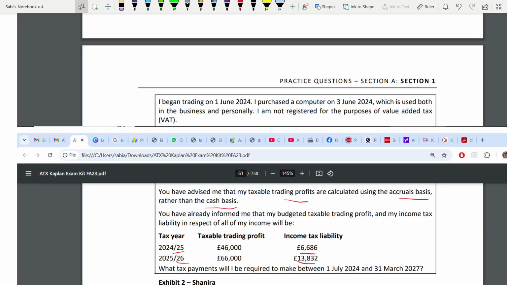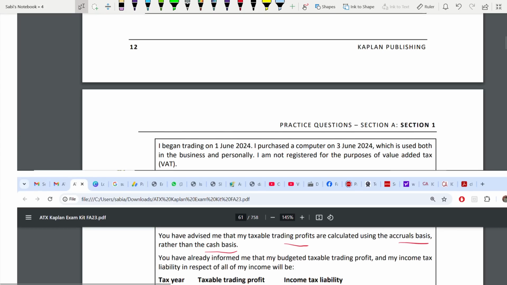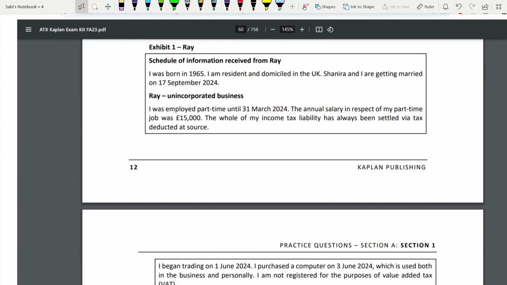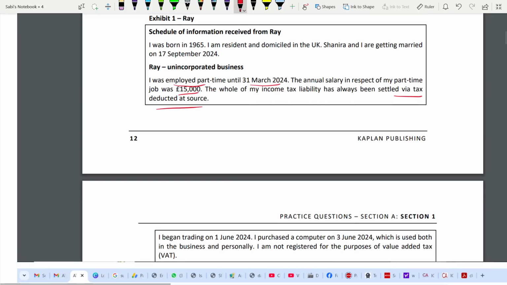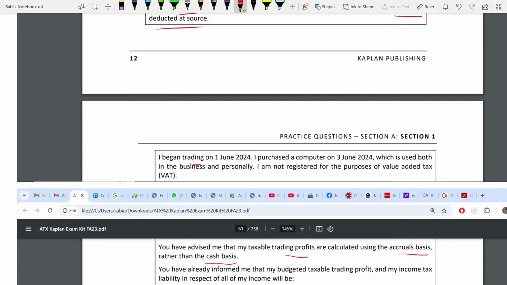you have to see whether you are a sole trader who is going to exit the business, a new sole trader, or a continuing sole trader. You are a new sole trader. You've just started a business. Earlier you were employed till this date, receiving a salary of 15,000. Okay, so the whole of my income tax is always being settled via tax deducted at source. Now you began trading on this date, 24/25. You have purchased a computer on this date which you have used for both business and personally, but you're not registered for VAT yet.